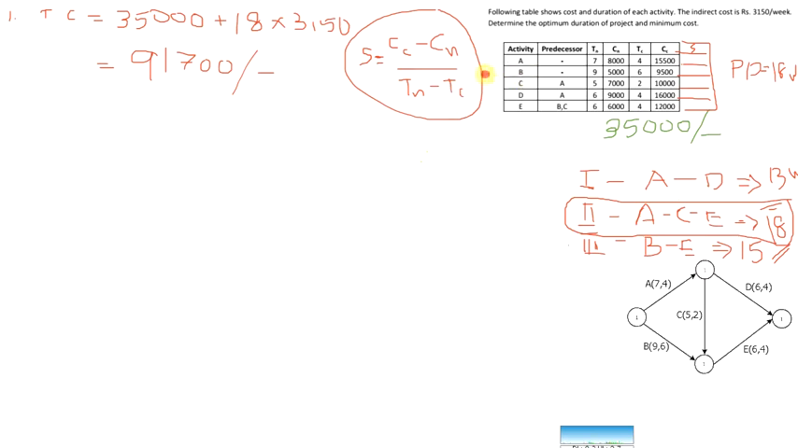Okay, so for A, what will be the slope? TN minus TC is 7 minus 4, equal to 3. I will show you one example. CC minus CN, CC is for activity A. So SA, the slope for A, is equal to 15,500 minus 8,000 divided by 7 minus 4.